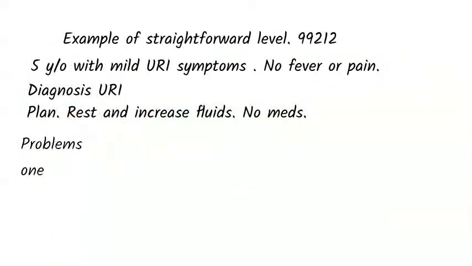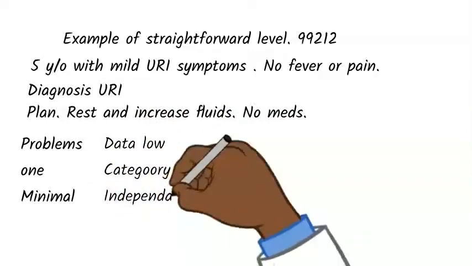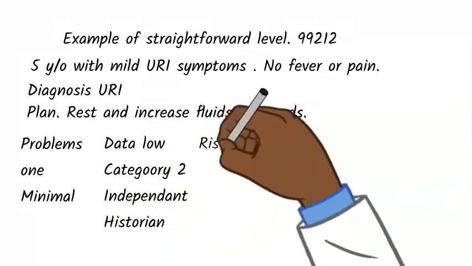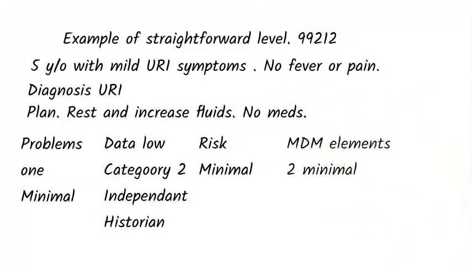In this example, there is one minor problem. The data is in category 2 with history from the mother, so is low. The risk is minimal. Looking at MDM elements, there are 2 at minimal level and 1 at low level, so this will be a straightforward level 99212 for established patient.